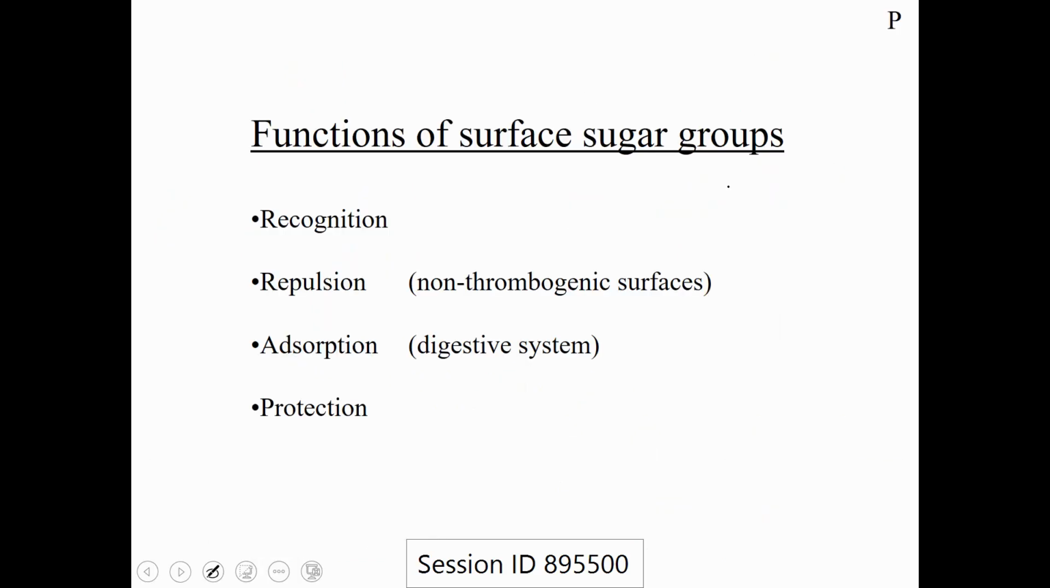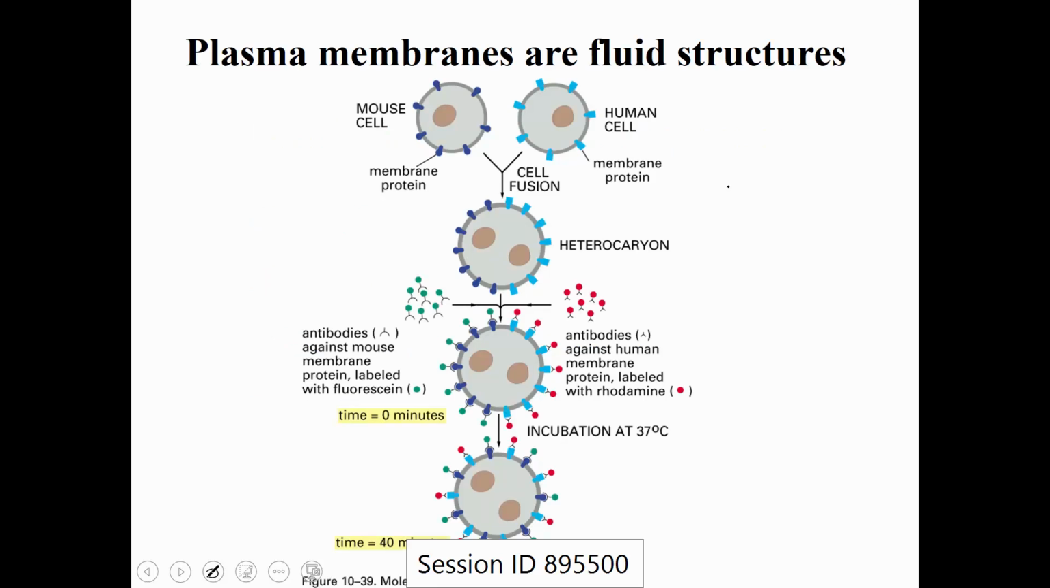So functions of the sugars: recognition, repulsion. I just told you, platelets are negatively charged, and the endothelial cell surface apical side is negatively charged. So it's repulsion. Adsorption: in the digestive tube, you have entities that are adsorbing to allow for digestion. And protection, protecting proteases from cleaving proteins on the membrane surface.